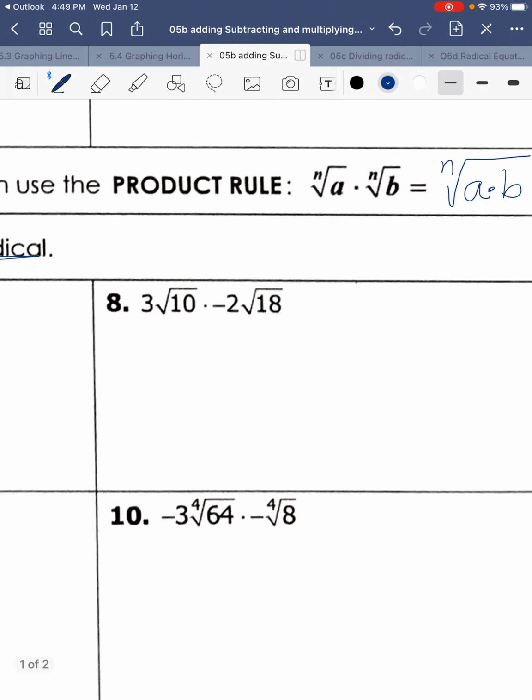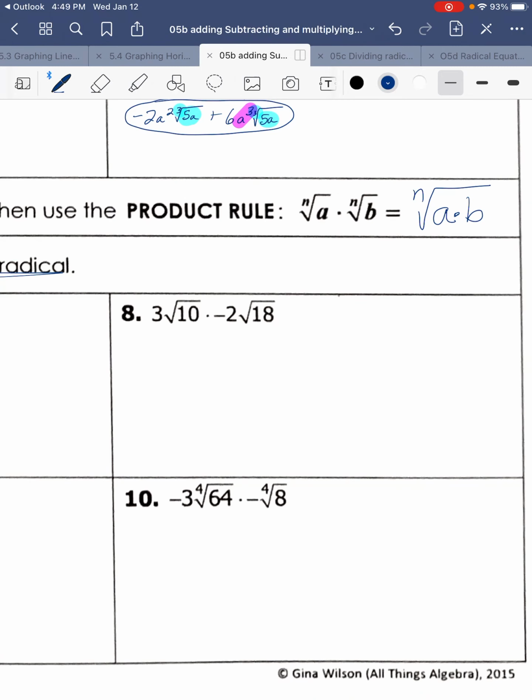All right, number 8 does have coefficients. So first, we do need to see that they're both square roots. They are square roots, square root, square root. You can't mix square roots and cube roots. So they're both square roots. We multiply the coefficients. 3 times -2 is -6. And then multiply underneath the square roots using the product rule, 180.